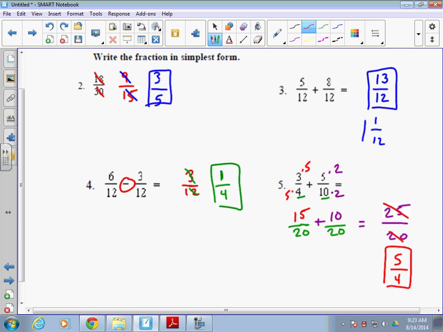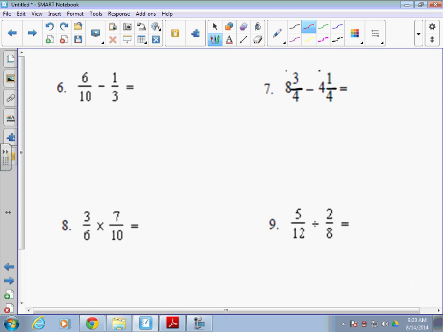Remember, the other versions of that answer would be 1 and 1/4 written as a mixed number, or 1.25 written as a decimal. Number 6, 6 over 10 minus 1 over 3. Again, we're subtracting. We have to have a common denominator. In this case, the common denominator is going to be when you multiply those numbers by each other, 10 and 3, and you get 30. So you have to multiply 10 times 3 to get 30, so multiply 6 times 3 to get 18.